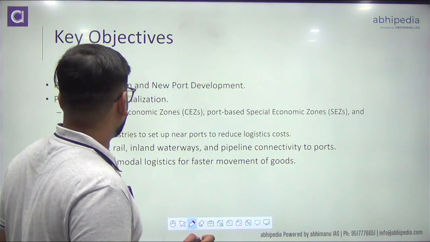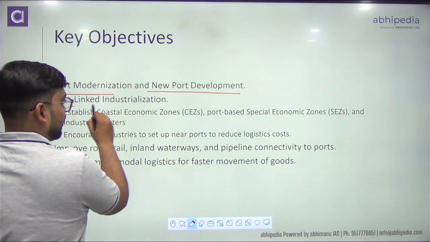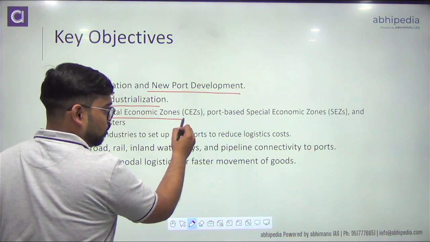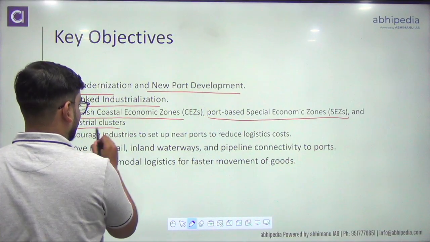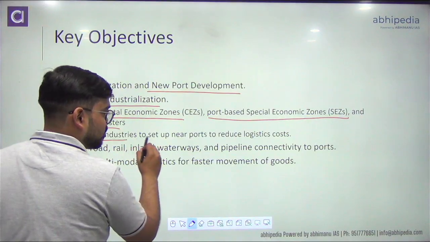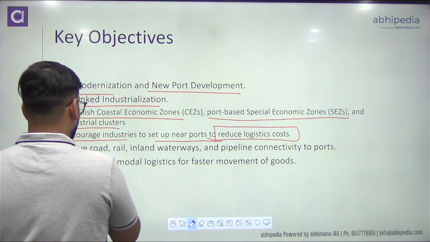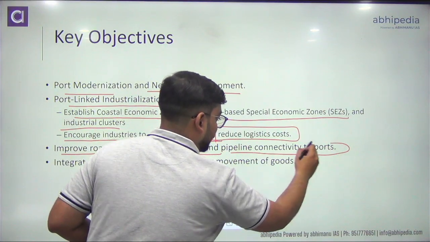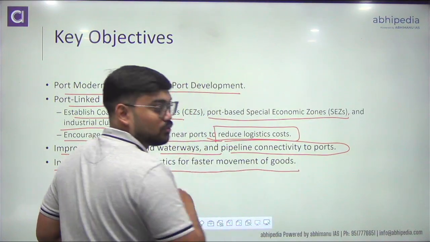What are its key objectives? Port modernization and new port development, port-linked industrialization. By how? By establishing coastal economic zones, port-based special economic zones, and industrial clusters, and also encouraging industry to set up near ports to reduce logistic costs. Okay. Improve road, rail, inland waterways and pipeline connectivity to ports. Integrate multimodal logistics for faster movement of goods. Let's go.